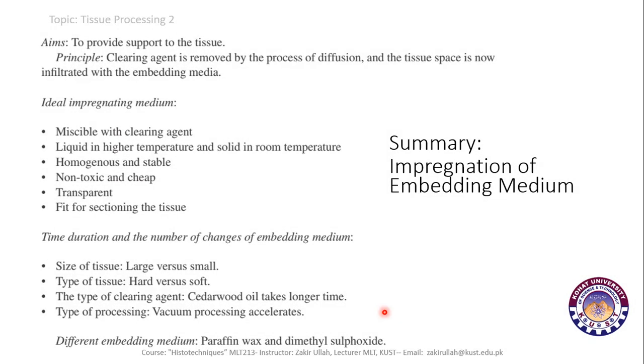This is the summary of the impregnation. So the aim of embedding and impregnation is to provide support to the tissue, and the principle is the clearing agent is removed by the process of diffusion and the tissue space is infiltrated with the embedding medium. As we have discussed in the previous slides, the ideal impregnation medium should be miscible with the clearing agent, should be liquid at higher temperature and solid at room temperature.